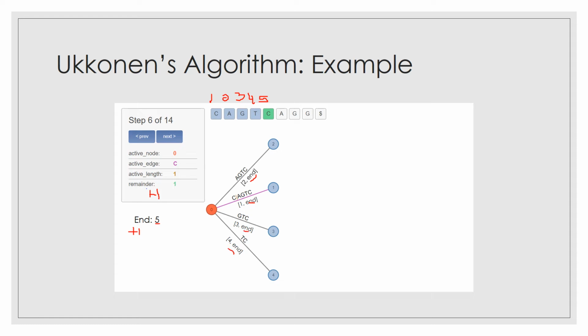Now we go back to the active node. We look up, is there a path for C already? There is. It's in this edge. That will end up making the new active edge C, right? And then the length goes up. Since it's the first one, the length becomes 1. So at this point is where this C is at. Since we didn't add any new leaves, the remainder stays at 1.